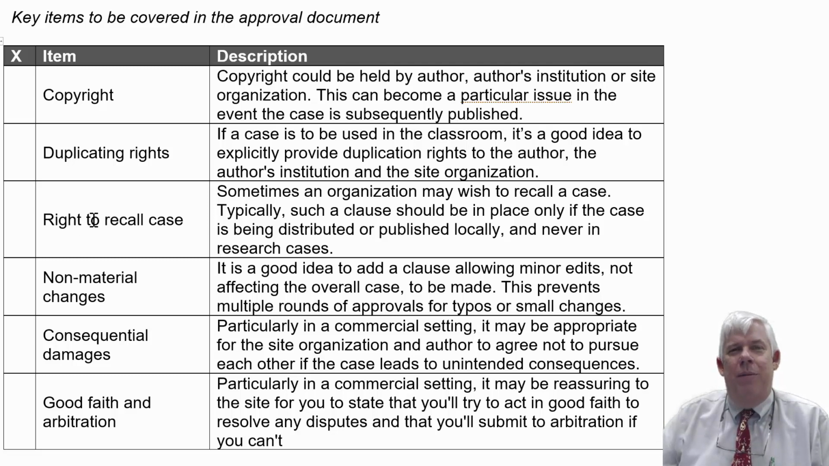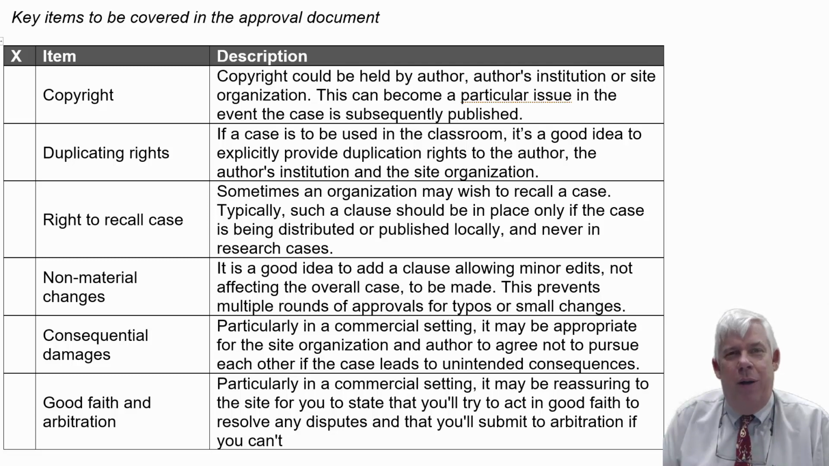It's very important to make sure that organizations understand that once a case has been published, they cannot recall the case. So certainly with discussion cases, but even with research cases, until you get a final approval of the document, there's always the risk that the organization will say, sorry, we've changed our minds.